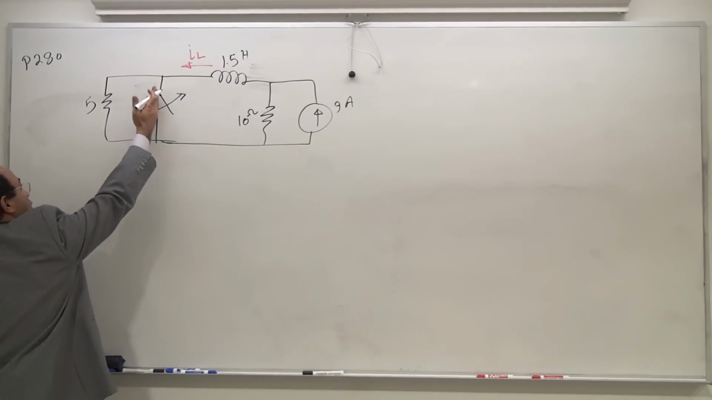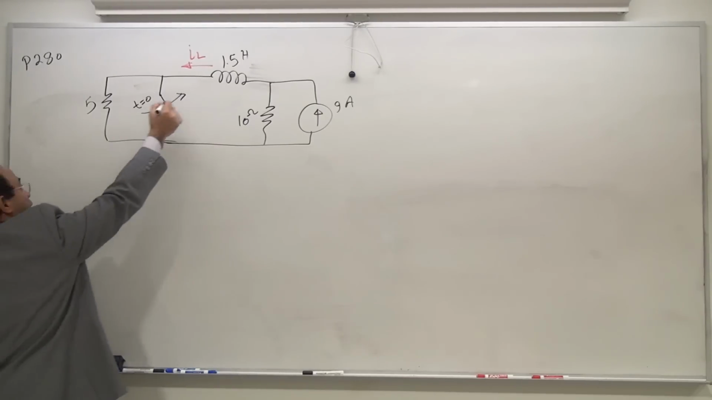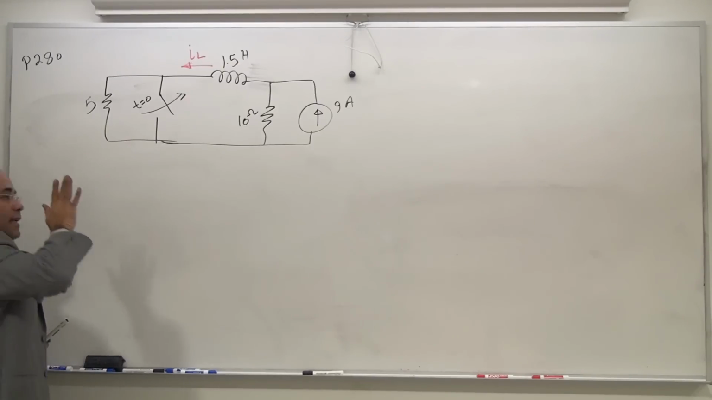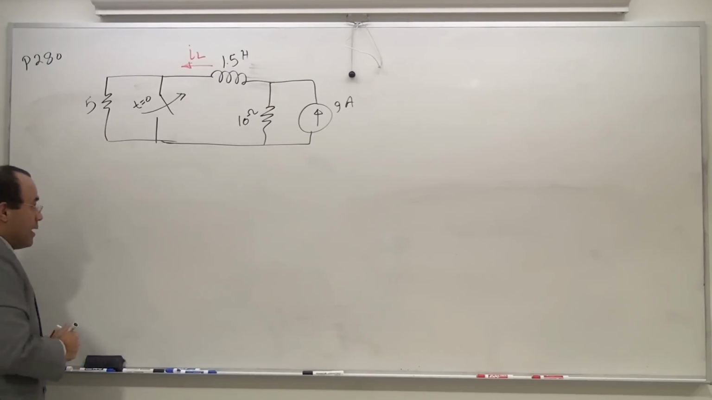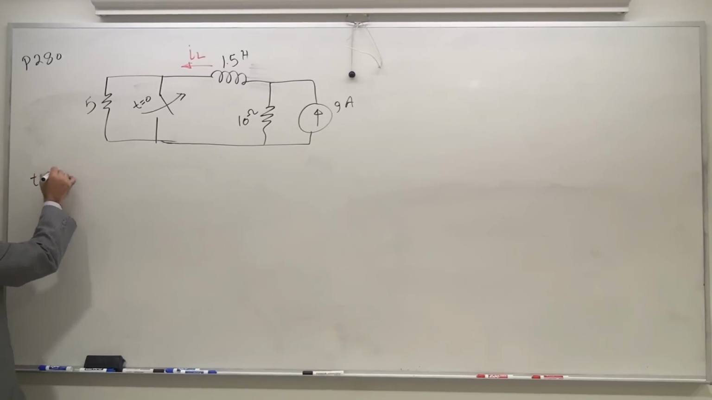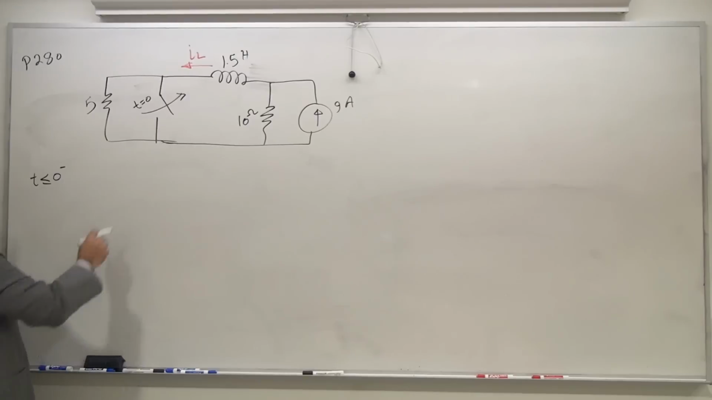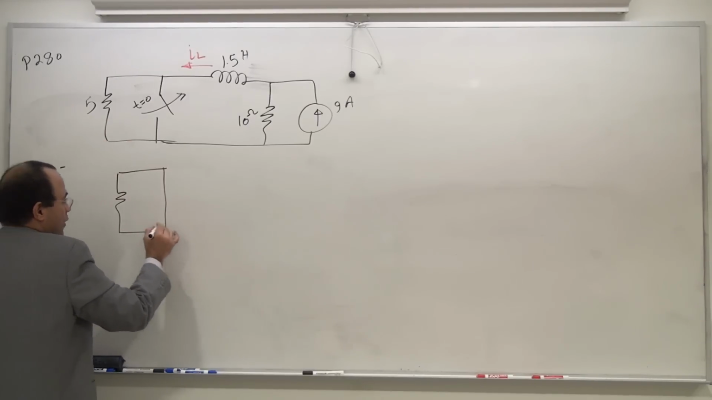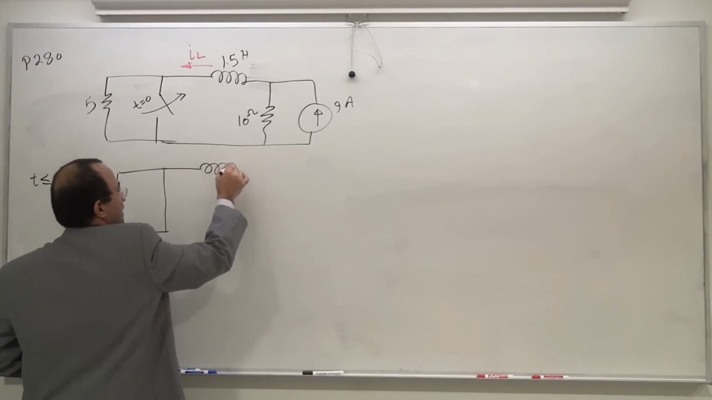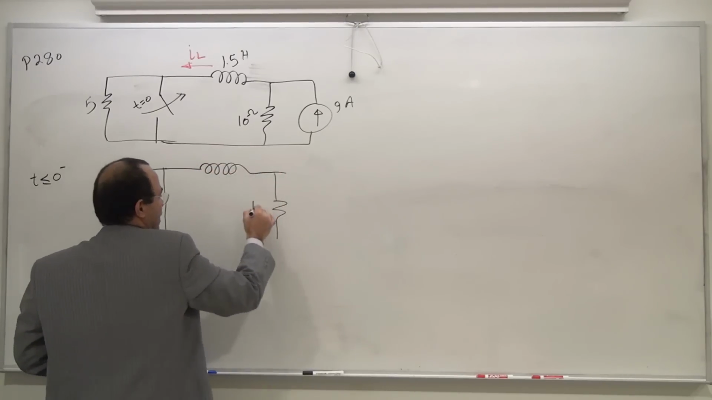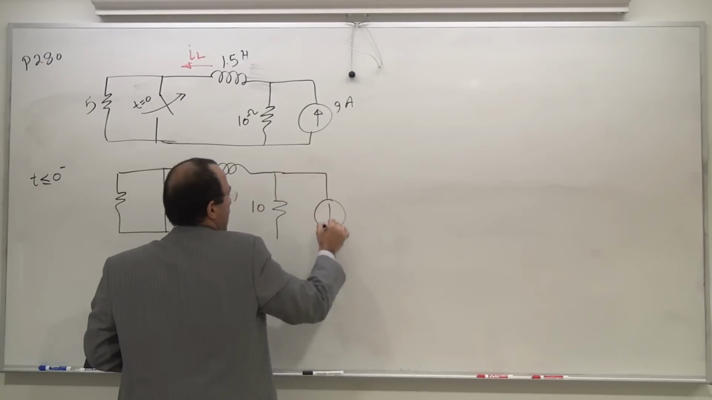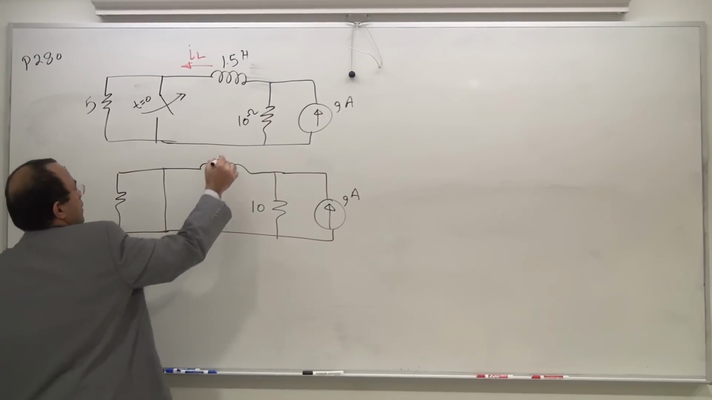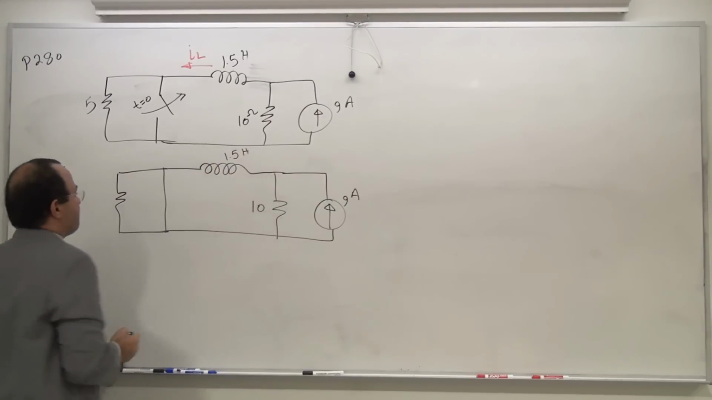The switch was closed for a long time. The direction of this arrow, which is the same direction as the force of my hand, is telling me that the door was closed and I opened it. So for t less than or equal to 0, my critical point, the switch was closed for a long time, so that's the switch, and then I had the inductor, 1.5 Henry, and then 10 ohm, and then 9 amp.